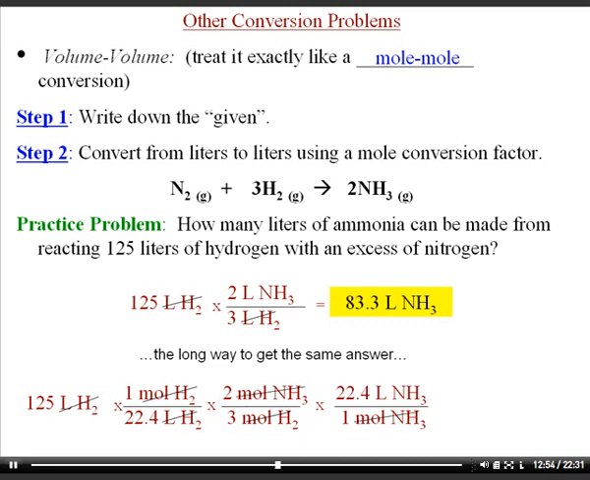Now if you notice, you'll have 22.4 liters on bottom, 22.4 liters on top, and they cancel out. So you're basically left with just the mole-mole ratio, which is the same thing as the liter-liter ratio, and so you get the same answer.